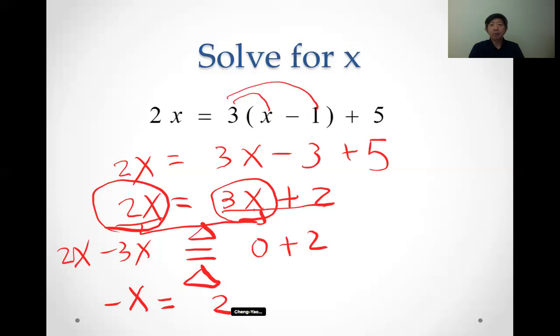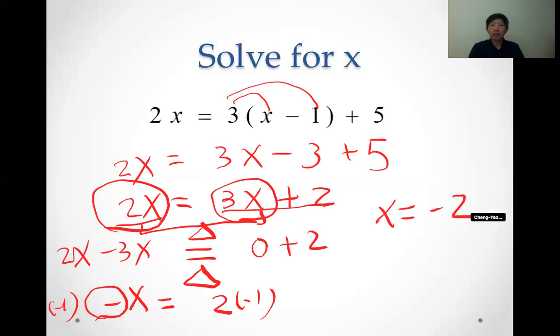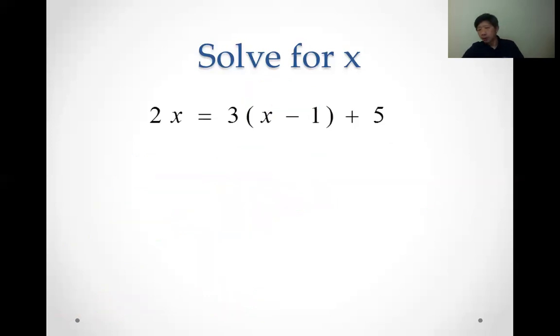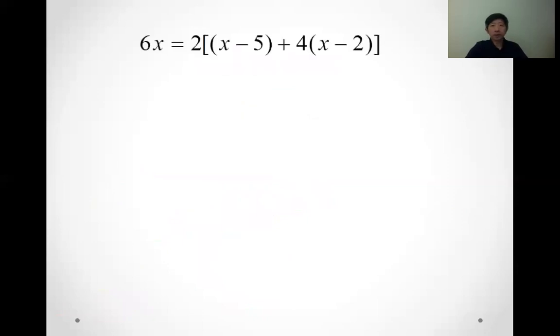Are we done? No, I have to find x. I want to find what x is, right? So therefore, I multiply by -1 for both sides, right? So x is equal to -2. That will be the answer, right? Okay, so we apply the property to solve the problem. Let's take a look at the next problem, all right?